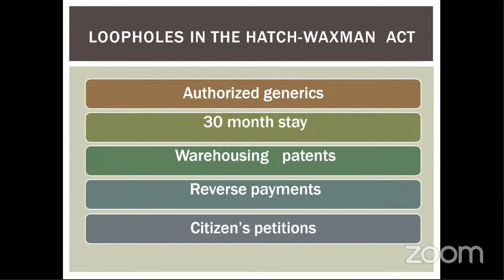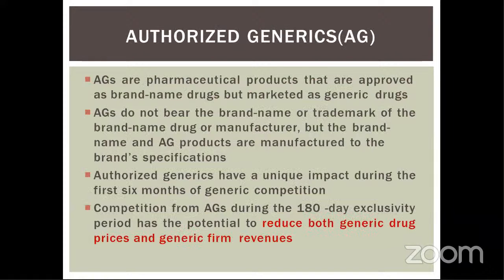So what are the various loopholes in the Hatch-Waxman Act? Authorized generics, 30-month stay, warehousing patent, and reverse payment and citizens petitions. All these are the various loopholes of this Hatch-Waxman Act. What is the meaning of authorized generics? Authorized generics are pharmaceutical products that are approved as brand name drugs but marketed as generic drugs. Okay, that is known as authorized generic.